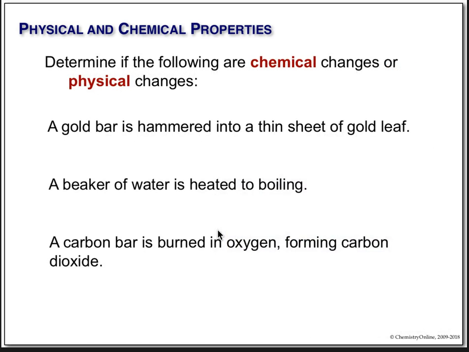All right, let's look at a couple of these things. Determine are these chemical or physical changes. Take a gold bar, we hammer it out, and we make gold leaf. Gold, it turns out, is the most malleable of all the elements. You can pound it out so it's barely a couple atoms thick. It's amazing. But when you wind up with gold leaf, it's still gold, isn't it? It's just really, really thin. So that's physical.